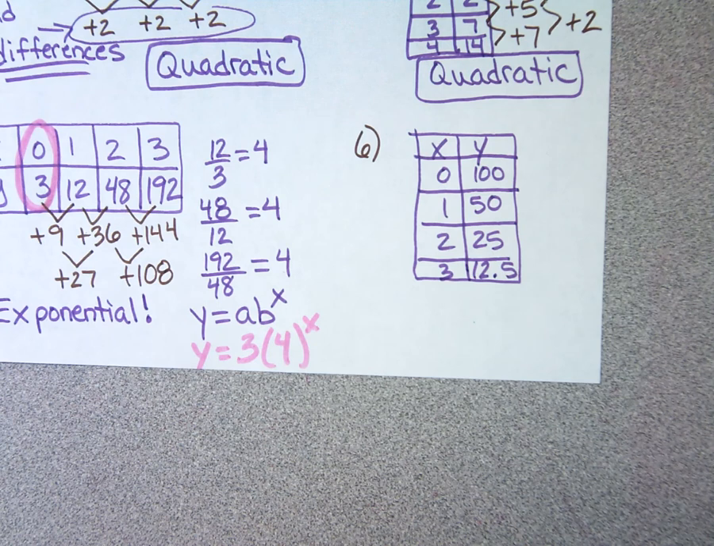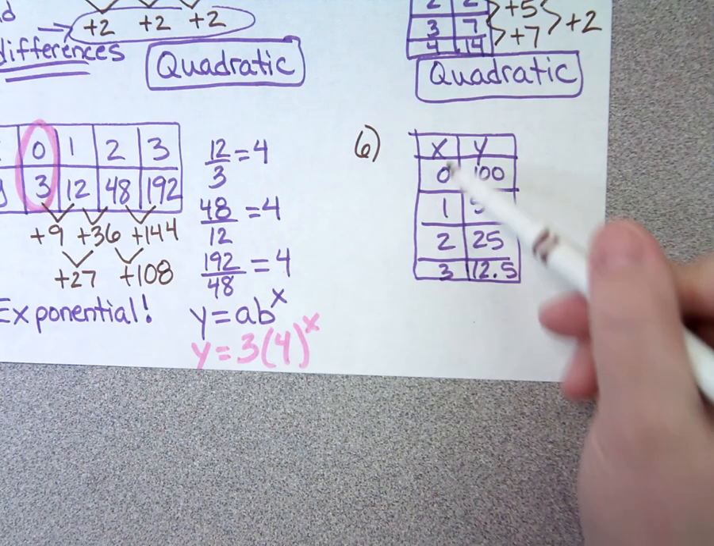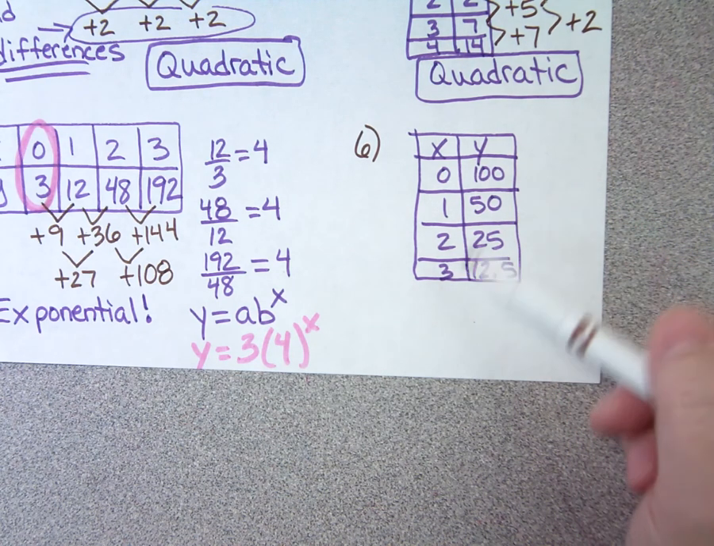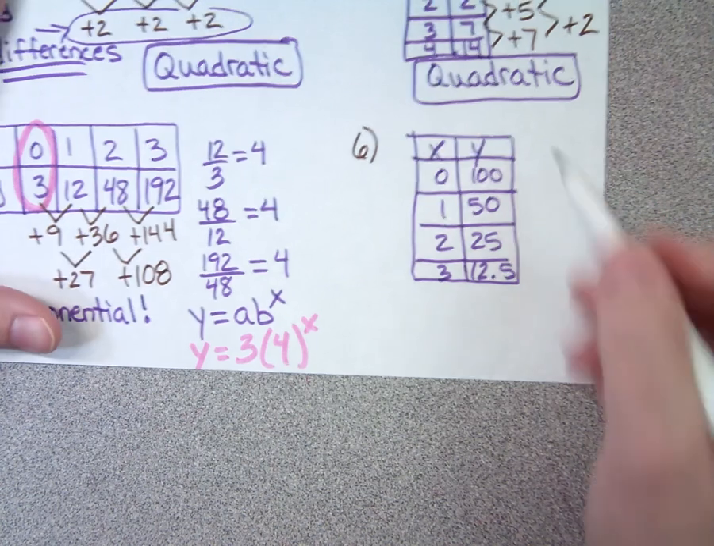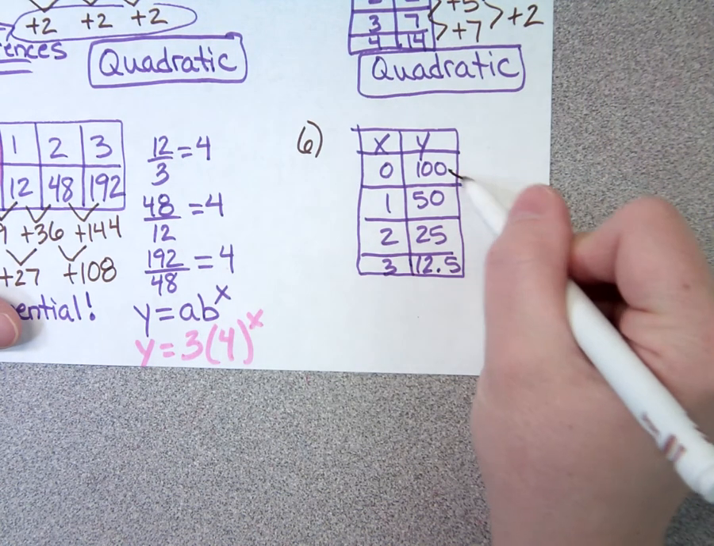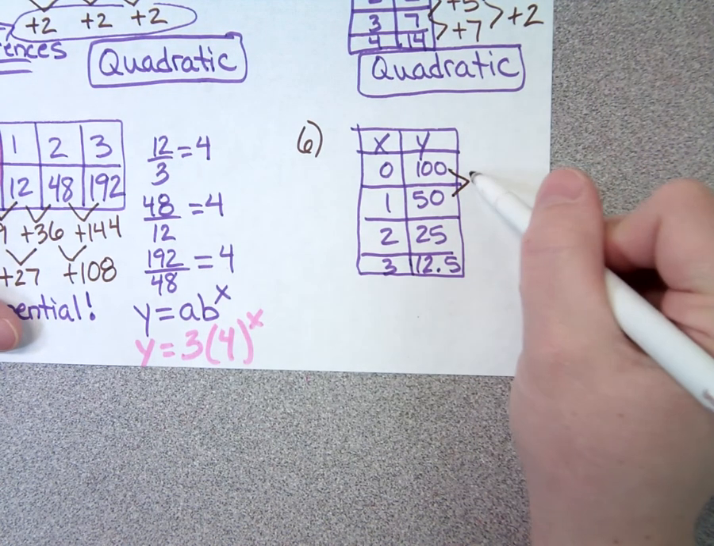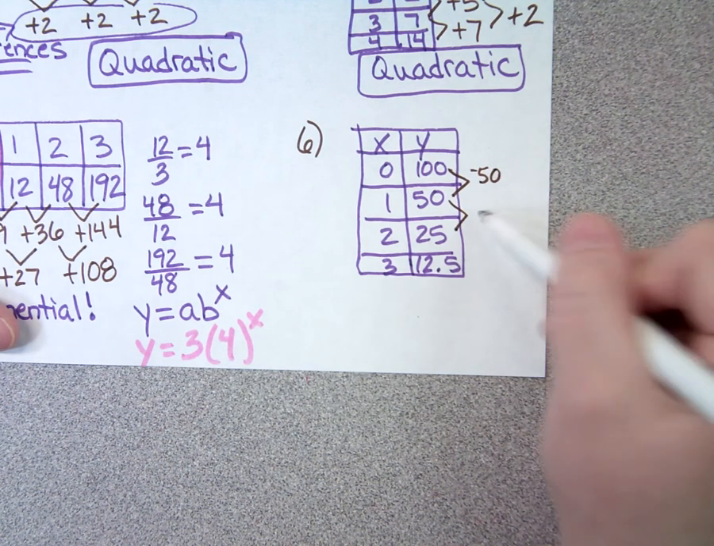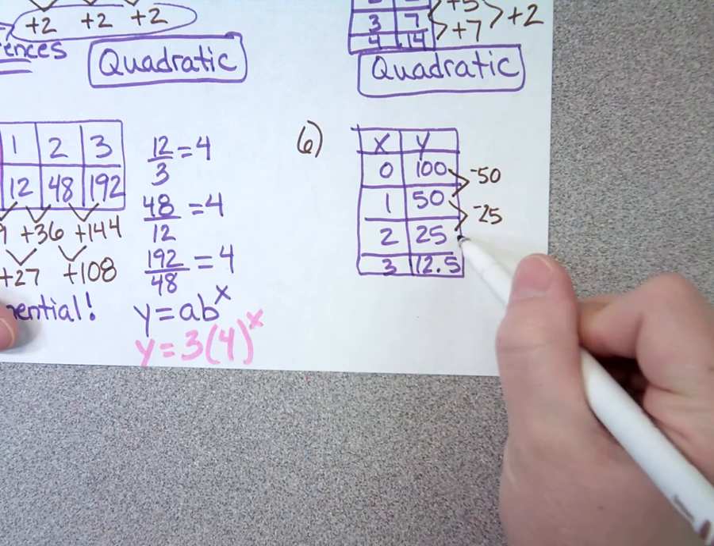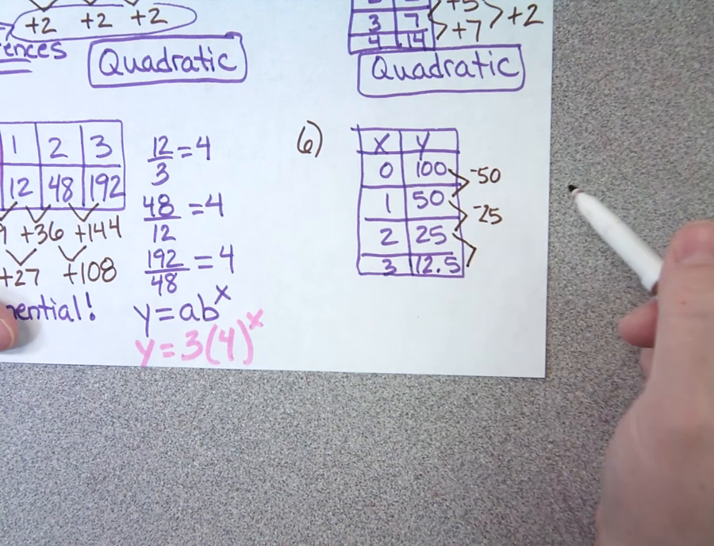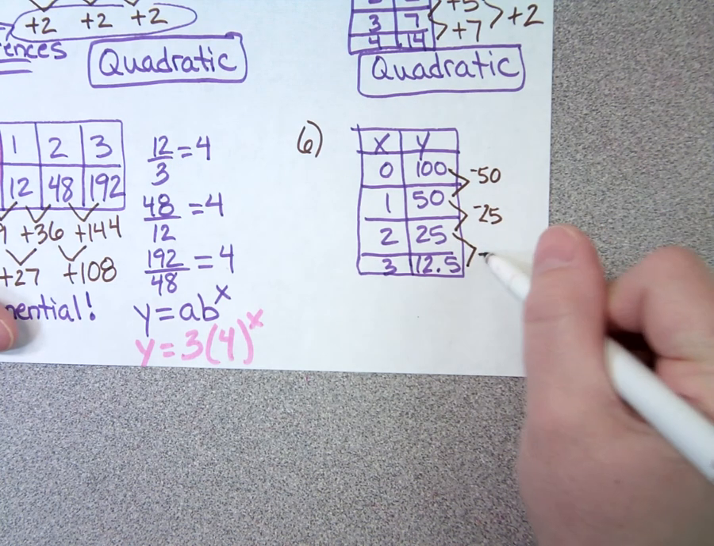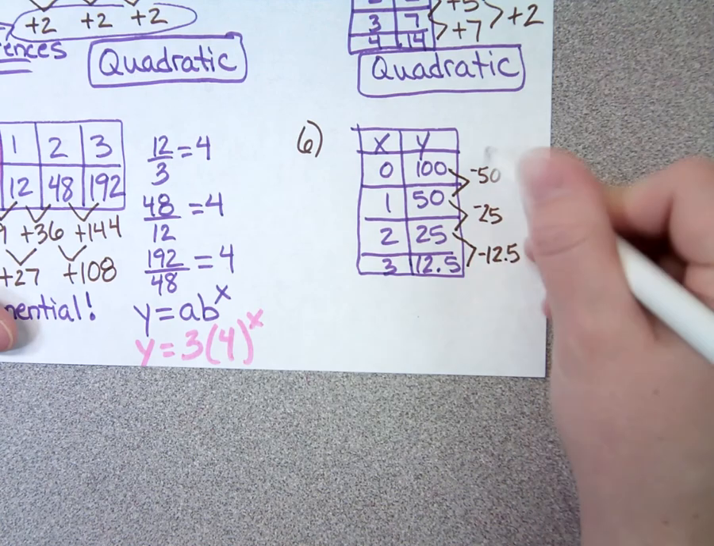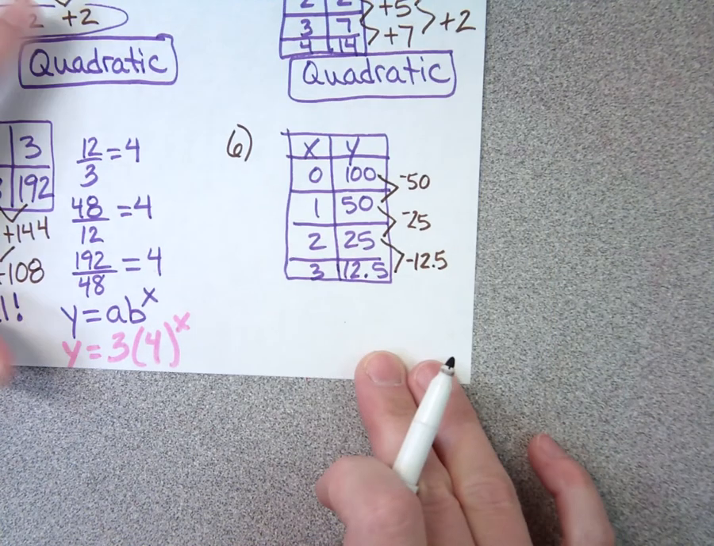Okay, so first I want to look to see if the x's go up by 1 the whole time. And they do. The x's go up by 1 the whole time. So let's find our first differences. How do I get from 100 to 50? Down 50. How do I get from 50 to 25? Down 25. How do I get from 25 to 12.5? Down 12.5. Okay, first differences aren't the same, so this is not linear.